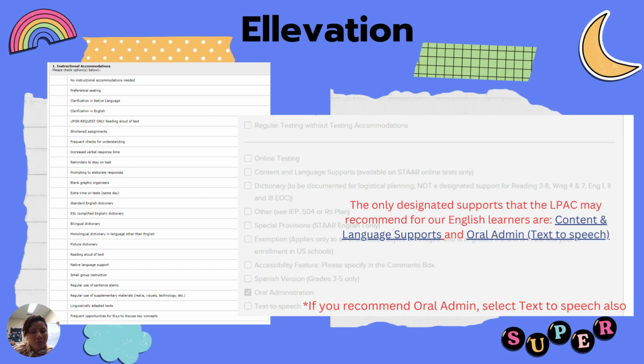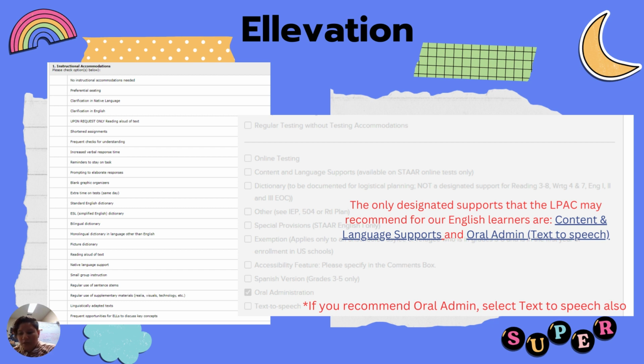Now, I want to point out that this is where content and language supports is. So you would select this if that is a viable need for your student. And the other part is going to be oral administration, right? Those are the two. But here's the thing: if you recommend oral admin, please also make sure that you select text to speech as well. Oral admin goes hand in hand with text to speech. Please select both.